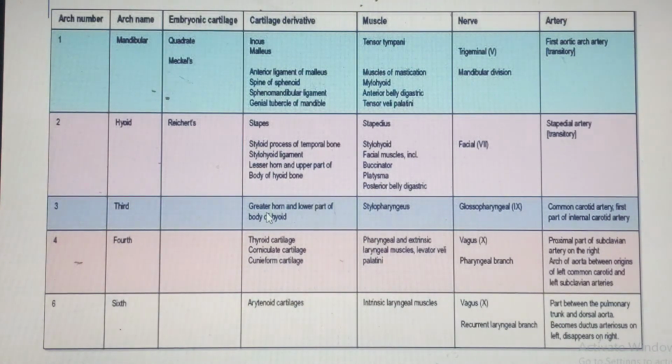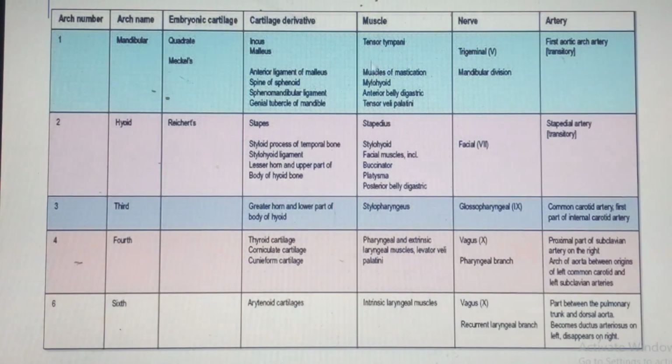Then for the third arch, yes, you go to the greater cornu, as well as the lower portion of the body of the hyoid. You know, that kind of series. So if you know the gross anatomy, you can really think through and then make meaning out of these ones. Now for the fourth and sixth arches, they will give rise to, of course, the laryngeal cartilages.